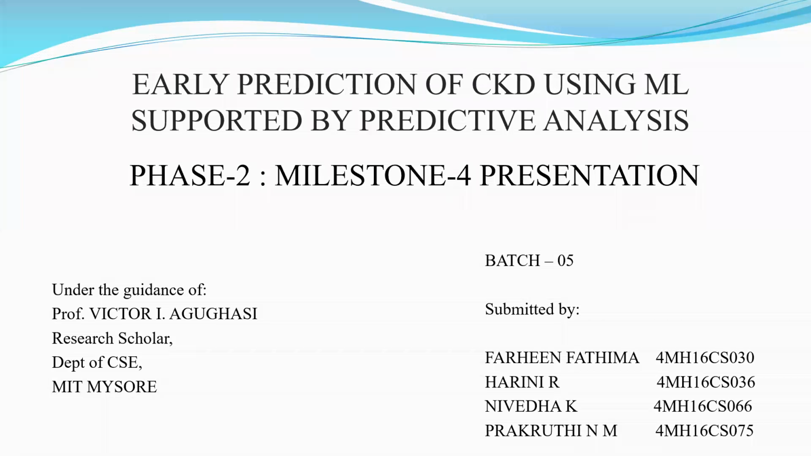Greetings to all. Our project topic is early prediction of chronic kidney disease using machine learning supported by predictive analysis. Batch 05, CSE, MIT Mysore.